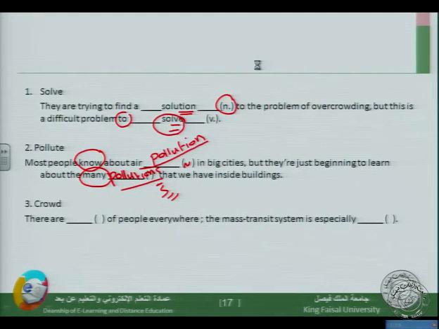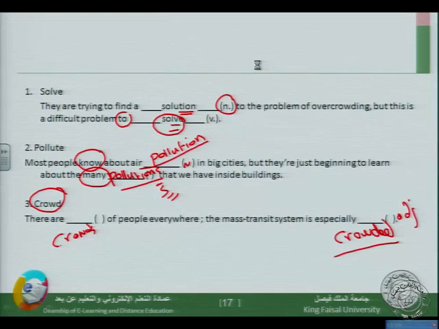Okay. Crowd. There are crowds of people everywhere. The mass transit system is especially crowded. So there are crowds of people crowding, and especially crowded. Here an adjective and here a noun.